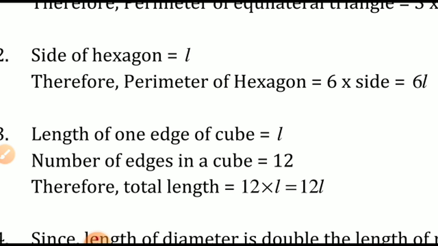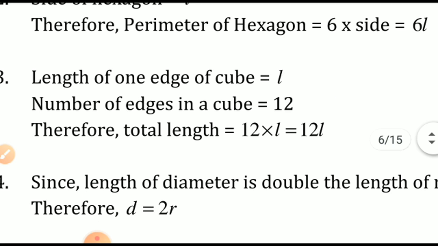If they specify A, write down the A. Okay? So there are 12 edges, so we can say total length is equal to L into 12. Don't write L12, but write 12L. Why is it 12L? Generally, we write the number first and then the variable name. Correct.